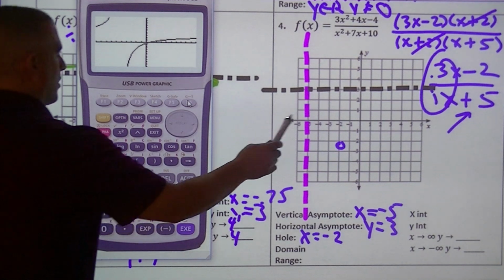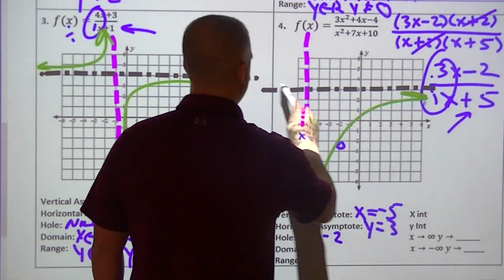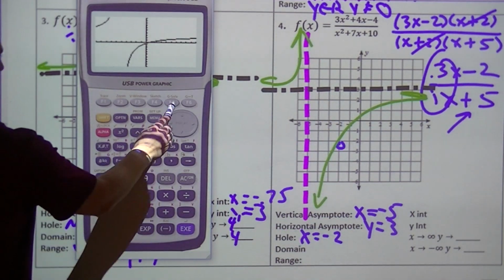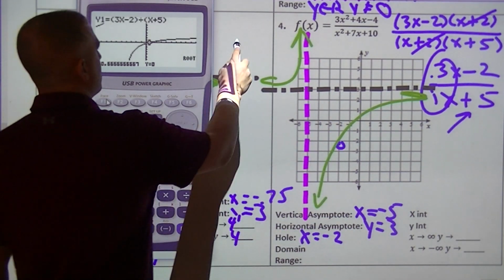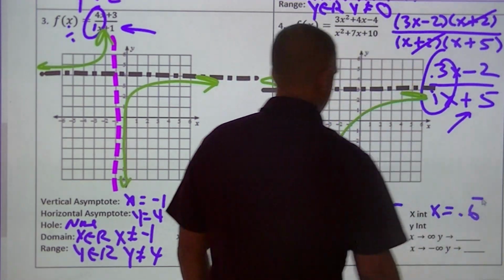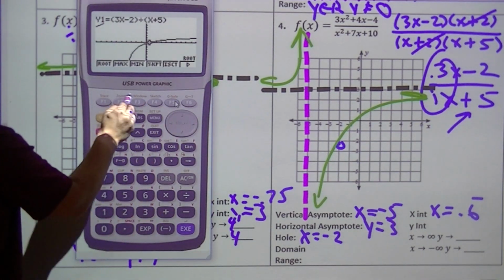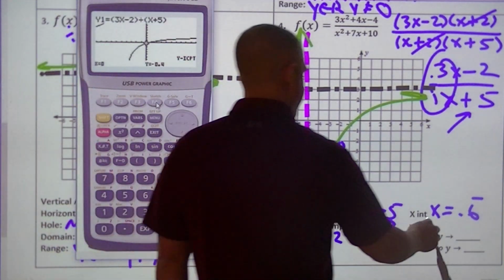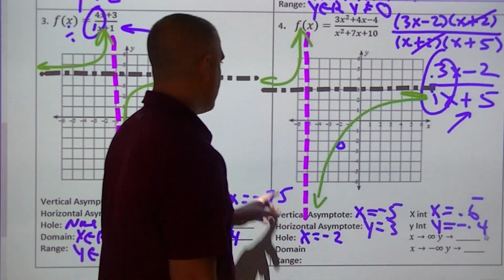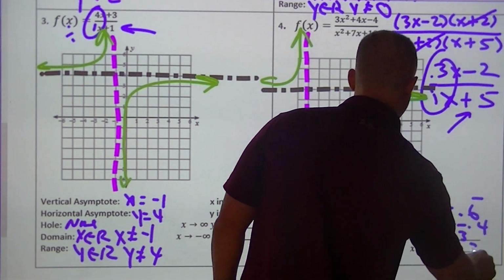All right, there are the curves. So in the corners, this is going to go here and here. I can find the x and y-intercepts. G-Solve root, x equals 0.6. G-Solve y-intercept, y is negative 0.4. This horizontal asymptote will be 3, so that's 3 and 3.